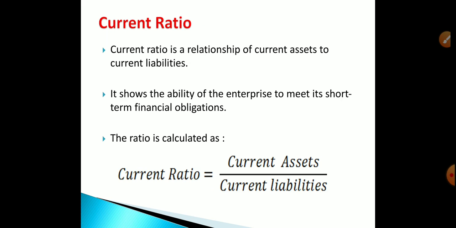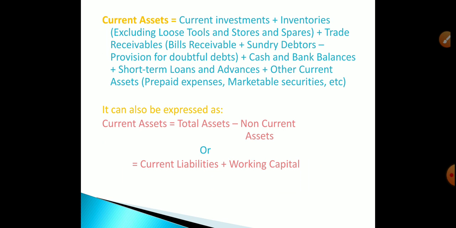Now what is current ratio? Current ratio is a relationship of current assets to current liabilities. It shows the ability of the enterprise to meet its short-term financial obligations. So the formula of current ratio is current assets divided by current liabilities. Now let's see what comes under current assets, the components and items which are included in current assets. The first one is current investments, also known as short-term investments, plus inventories.